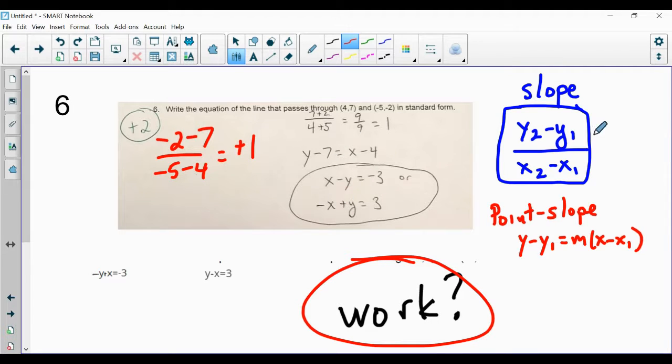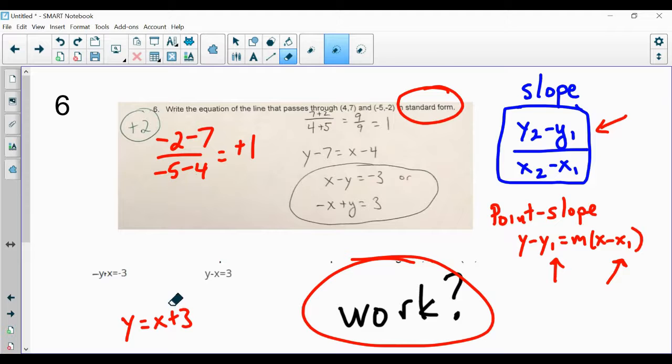The biggest issues, I didn't put a whole lot of work here. The biggest issues were people not using the slope formula correctly. A lot of people had x's and y's all mixed up. People putting things into point slope form incorrectly. And then not solving for standard form. That was a big issue. A lot of people left it as something like y equals x plus 3, which is not standard form. And a lot of people just randomly putting things that don't have work.